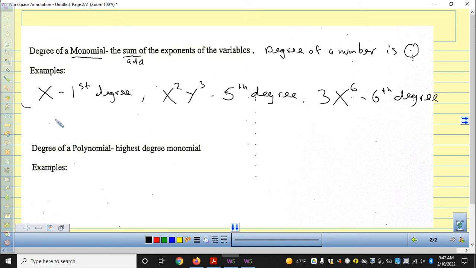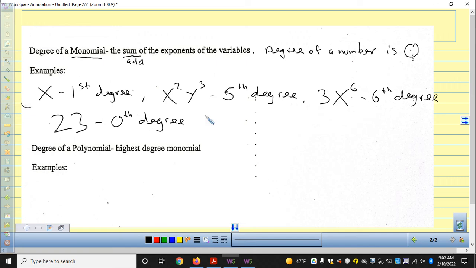And if we had something like this, 23, we'd say that's degree 0, 0th degree. It doesn't matter what the base is. We only count the exponents on the variables.